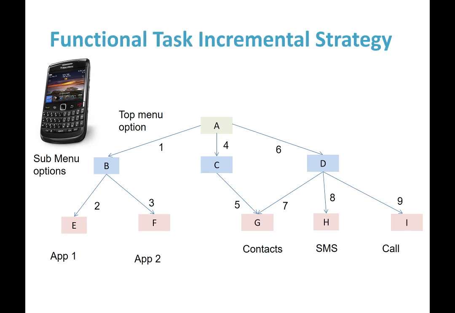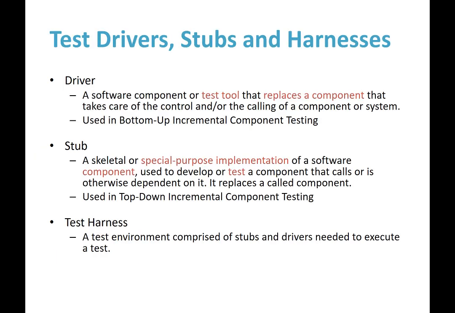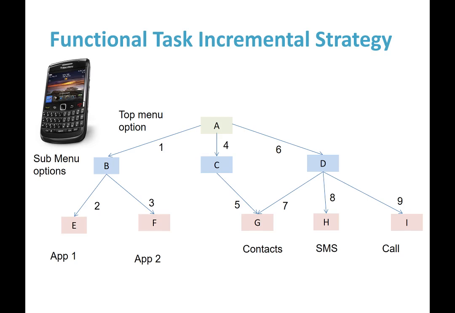The final approach is a functional incremental strategy. So rather than taking the entire system and working from the top down, or the entire system and working from the bottom up, we break the system down into areas of functionality, and we test them that way. This would work quite well in agile methodologies, where we're trying to push out a minimal viable product very, very quickly, and this testing type works very well for that.